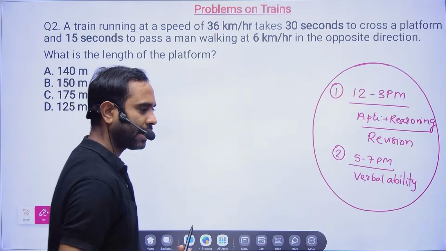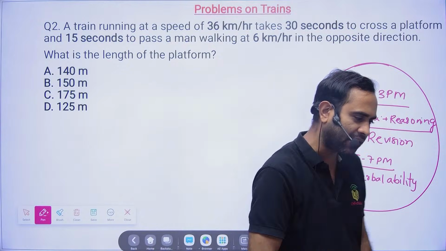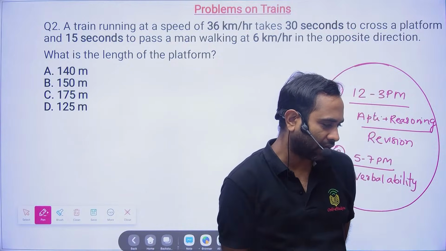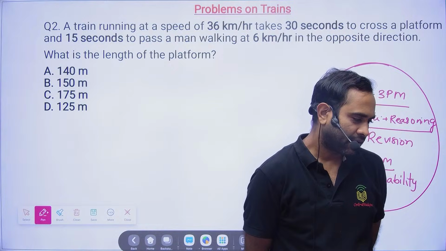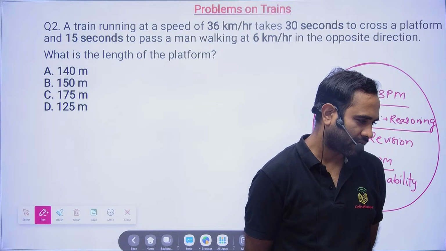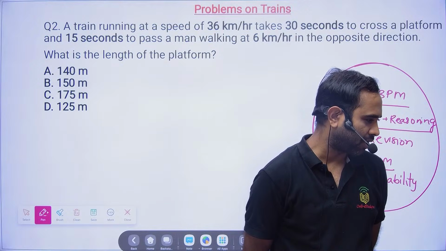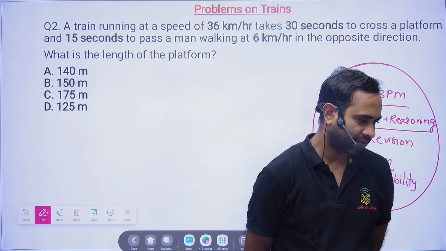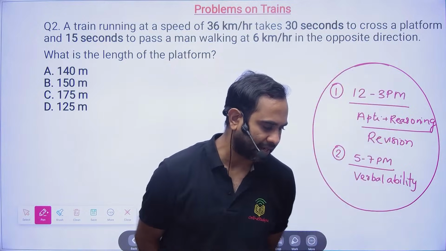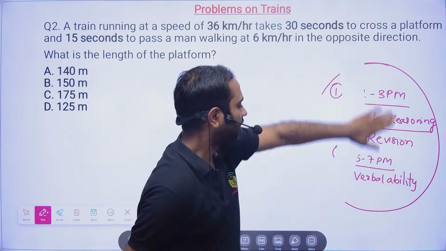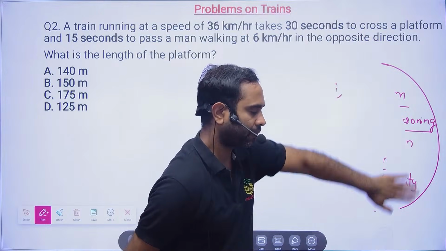Okay, 125 meter, very good. Abhijit is telling, Ganesh is telling. Okay, option B, 125. So what is the length of the platform? Right? Okay. So let's see, many people are telling 125. So now let me try to solve it here.